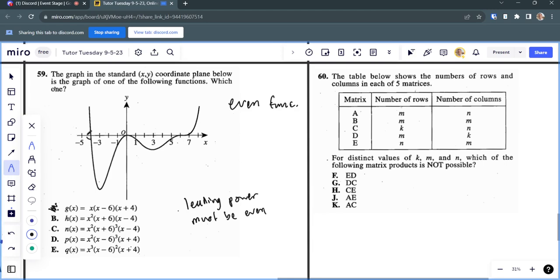So then we can start looking at the roots. I see a root at -4, one at 0, and one at 6. So the factors for that would look something like x plus 4, x, and x minus 6. Anything that doesn't have those, we can rule out. And I see that B could be ruled out. It's got an x minus 4 actually, and x plus 6. C is also incorrect. And then that's between D and E.